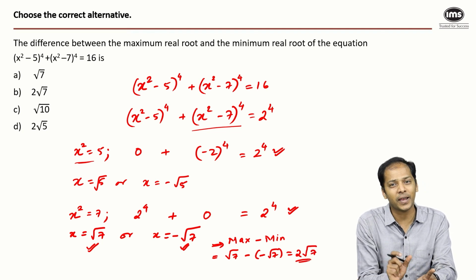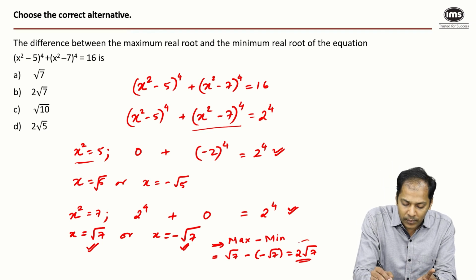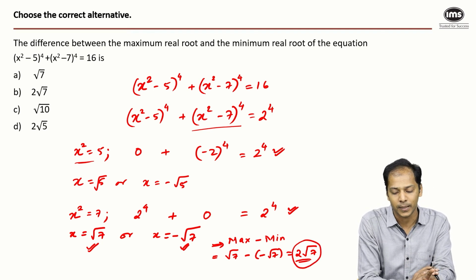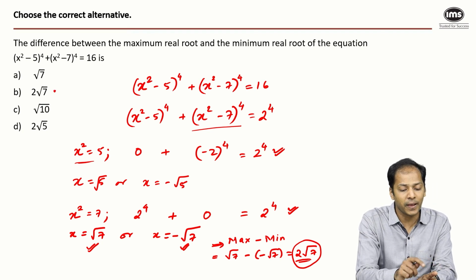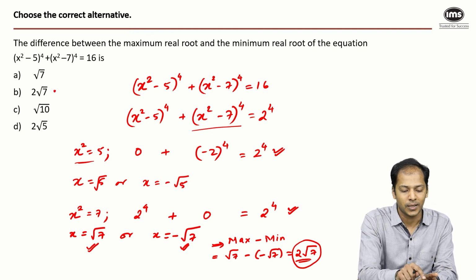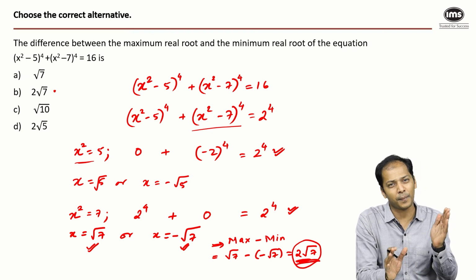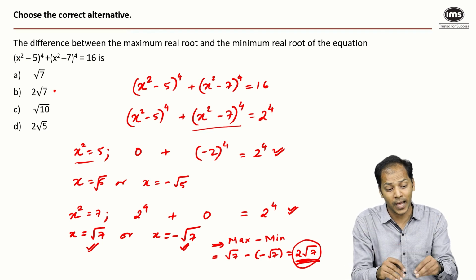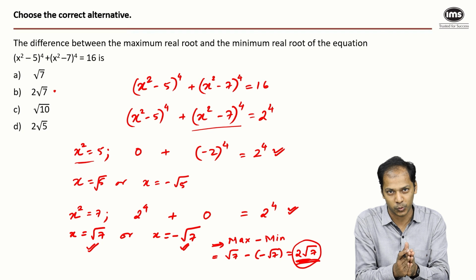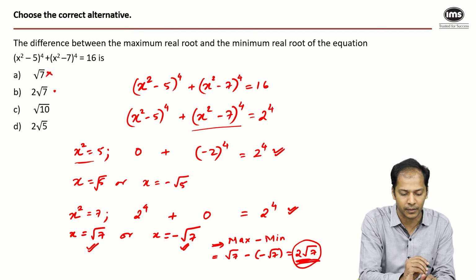So the difference that we are getting between the maximum real root and the minimum real root is 2 times under root 7, okay? So that is there in the options, okay? But if I look at the other options, root 7 is less than 2 under root 7. If I have already found the difference between the maximum value and the minimum value to be 2 under root 7, the answer cannot be less than that now, okay? So therefore, under root 7 is definitely eliminated.